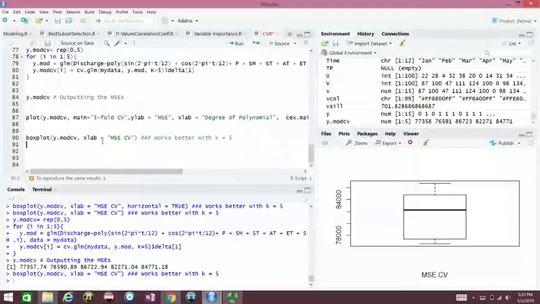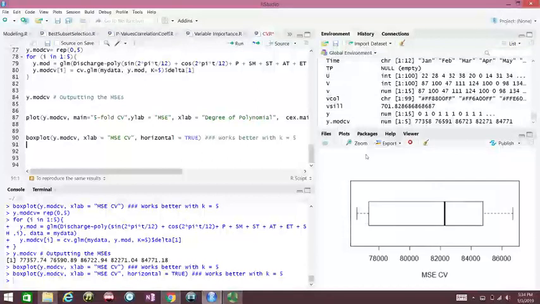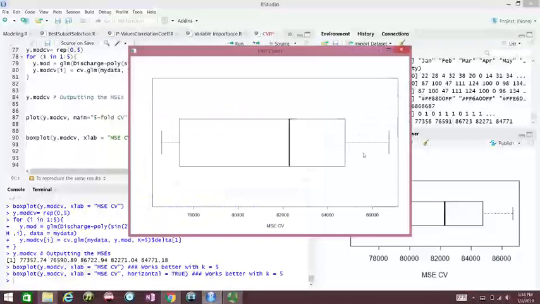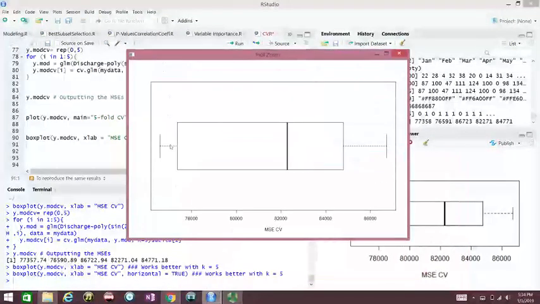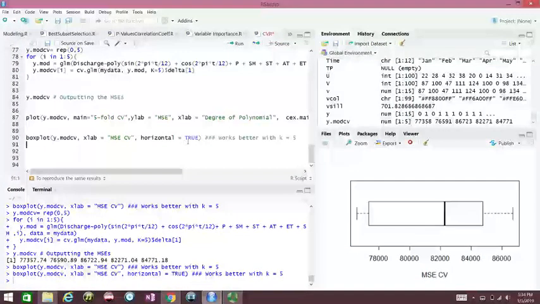So let's put back our horizontal equal true. So this is what we have. Horizontal equal true puts us horizontally. So if you don't put anything, by default it's going to be vertical. This is for the K equal 5.